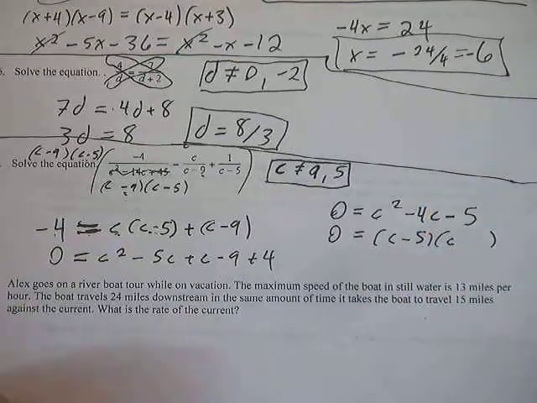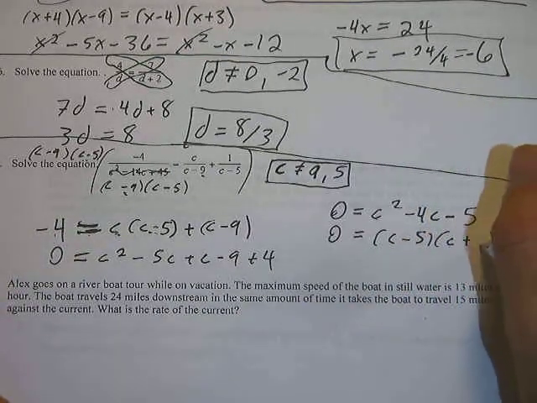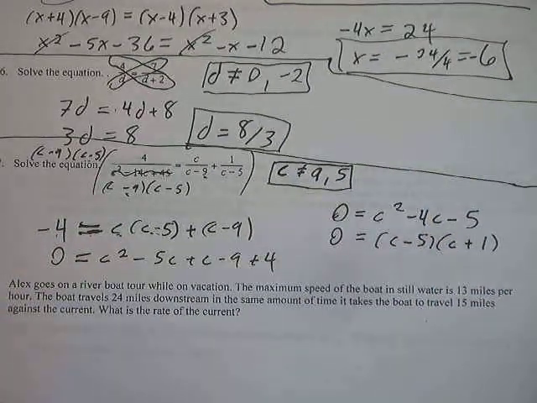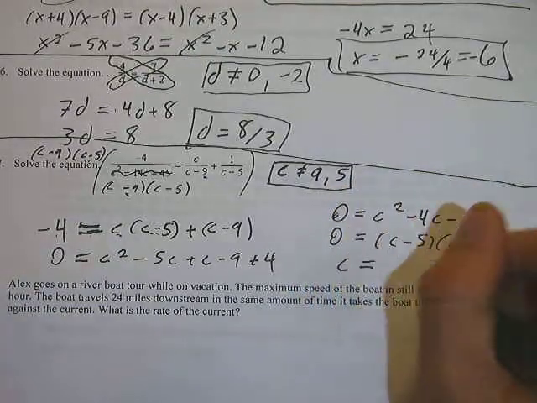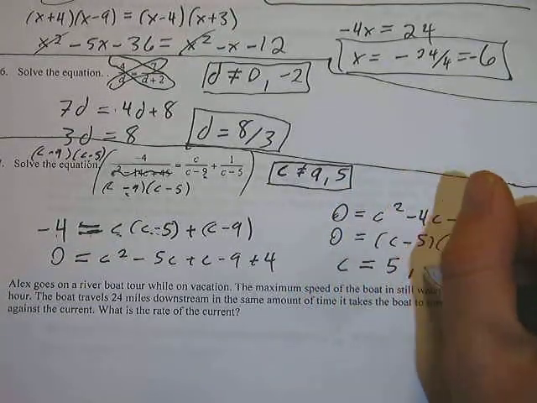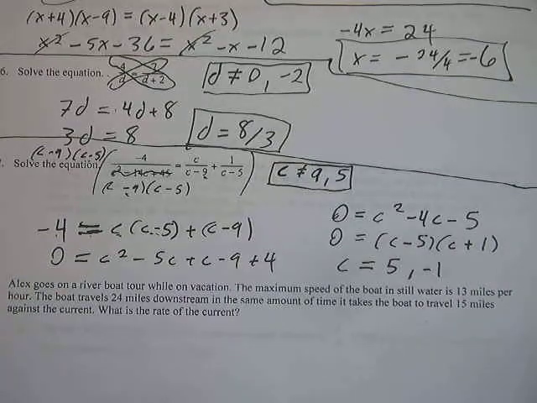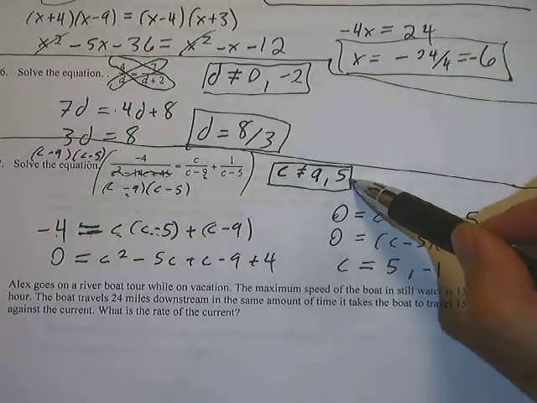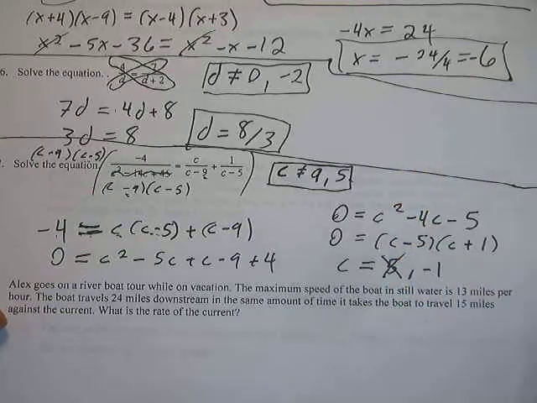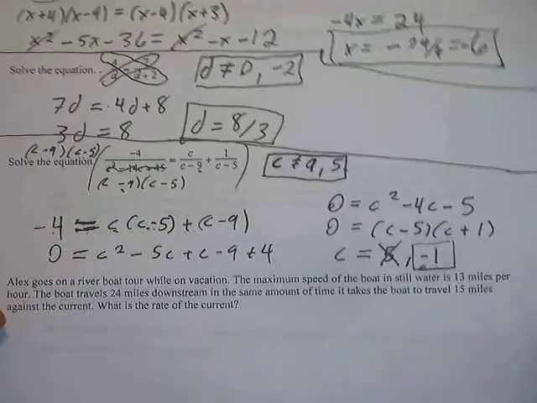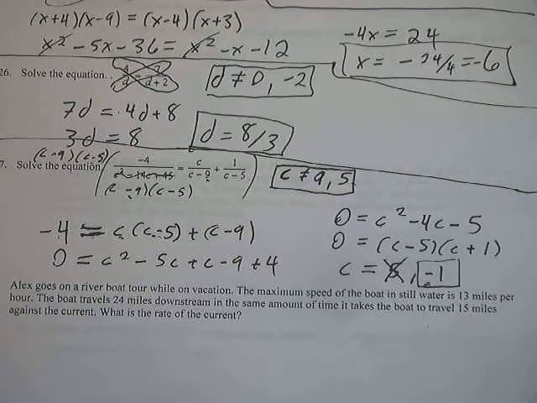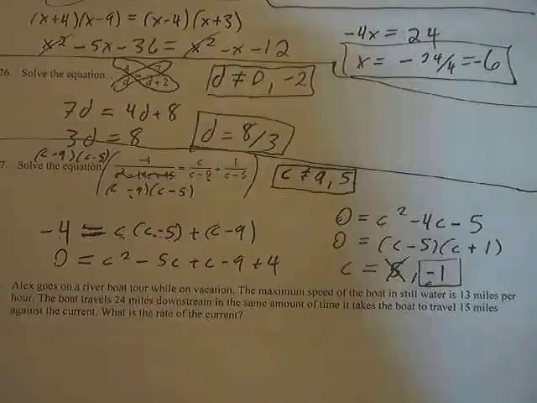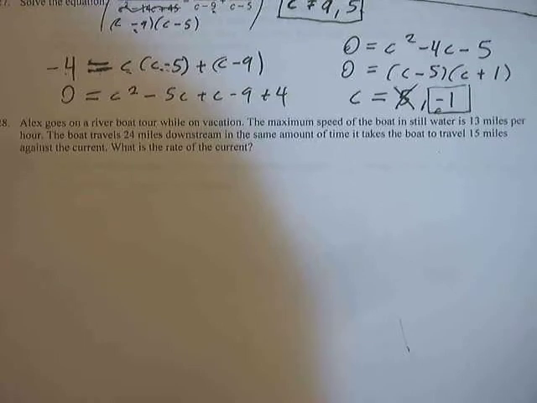This looks like something I can factor. And when I do factor that, I think this thing factors as C minus 5 and C plus 1. So therefore C equals positive 5 and negative 1. But wait, look at those restricted values. C cannot equal 5, so it ain't that one. C equals negative 1 is the only answer, since the other solution was a restricted value.